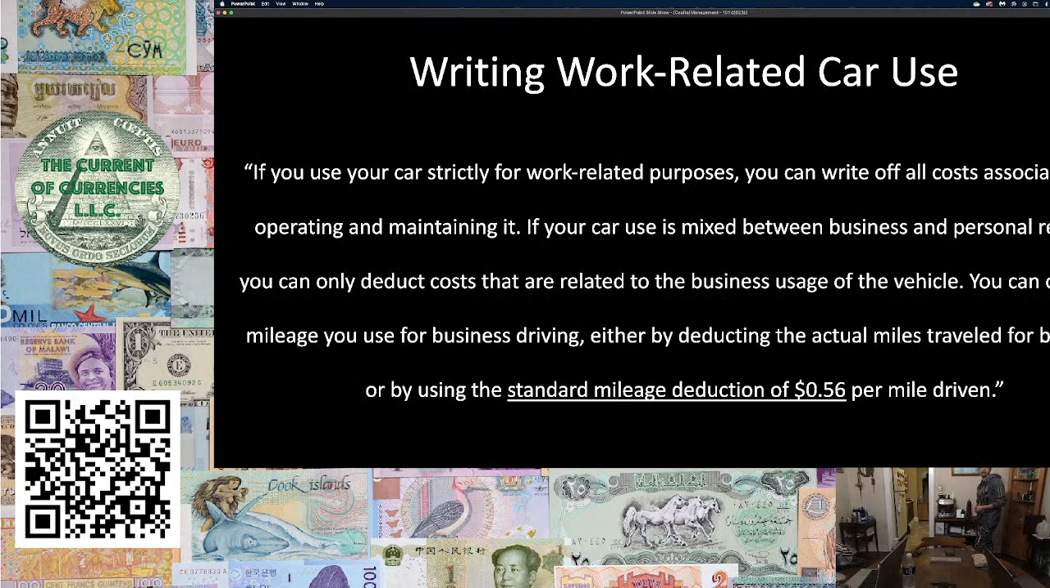Writing off work-related car use. If you use a car strictly for work-related purposes, you can write off all costs associated with operating and maintaining it. If your car use is mixed between business and personal reasons, you can only deduct costs related to business usage of the vehicle. You can claim the mileage by deducting the actual miles traveled for business or by using the standard mileage deduction of 56 cents per mile driven.